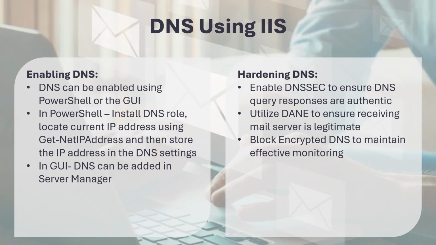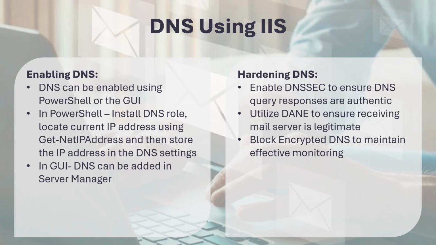Domain Name System server installation for Windows can be done using PowerShell or the GUI. In PowerShell, install the DNS role using Install-WindowsFeature -Name DNS. Then configure the DNS server by adding an IP address. Your current IP address can be found using the Get-NetIPAddress command. You will want to use this IP address to replace the placeholder IP address stored in the DNS settings.